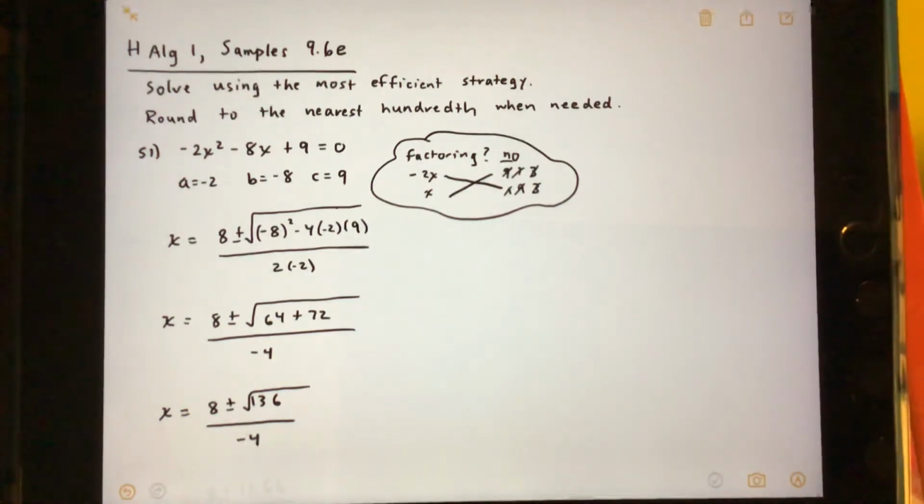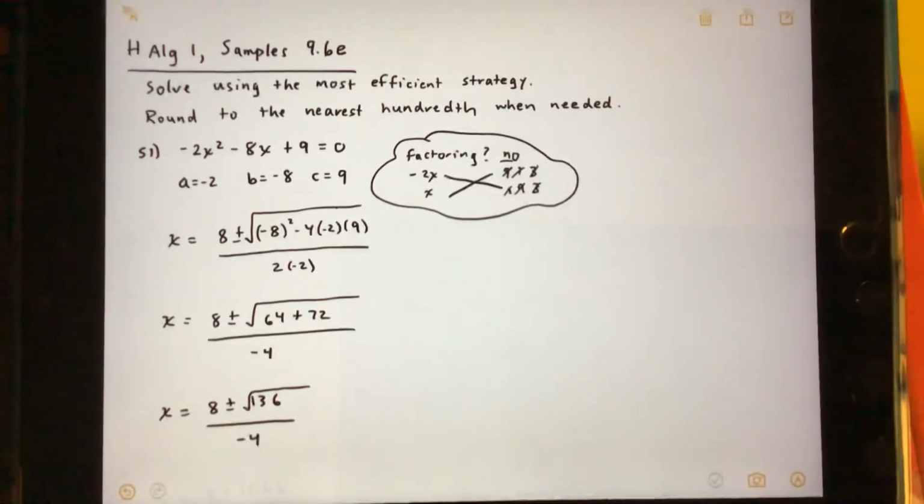Hello, Honors Algebra. We're going to take a look at our final set of samples for Lesson 9.6, where we're practicing solving quadratic equations using the most efficient strategy. And we're going to round to the nearest hundredth when needed. So our three efficient strategies that we're going to choose from are factoring, taking the square root, and using the quadratic formula. We'll reserve using the quadratic formula for when factoring and taking the square root does not work. All right, let's take a look at our first one.